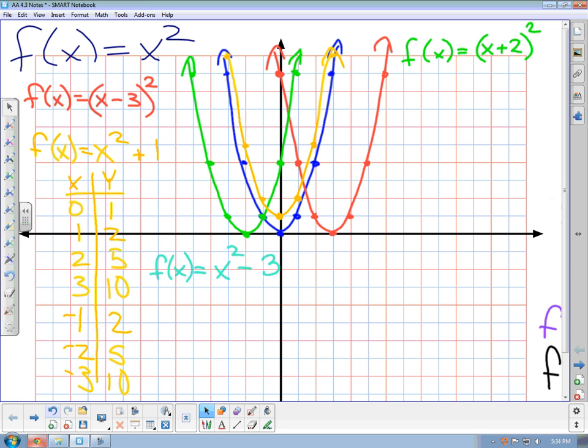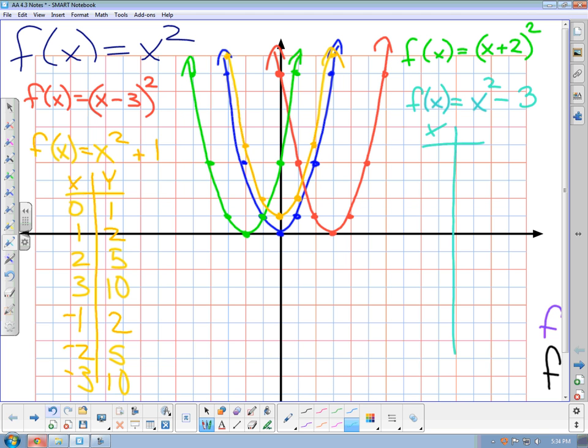And maybe if you've been seeing things, you can sketch this graph without even having to make your little chart. Take 2 minutes again, pause the video. Okay, here we go. X, Y, 0 squared is 0, so that's a negative 3. 1 squared is 1, and that's a negative 2. 2 squared is 4, and 4 minus 3 is 1. 3 squared is 9, and 9 minus 3 is 6. 4 squared is 16, and 16 minus 3 is 13.